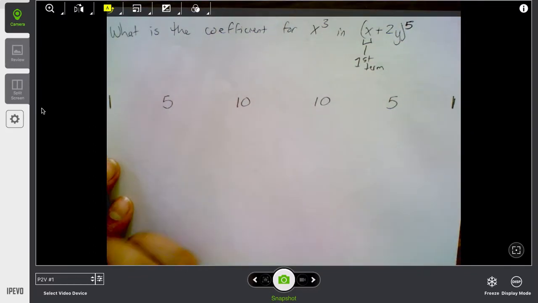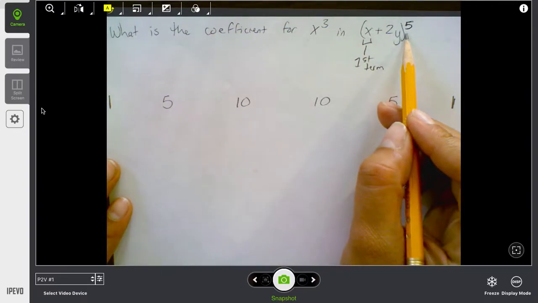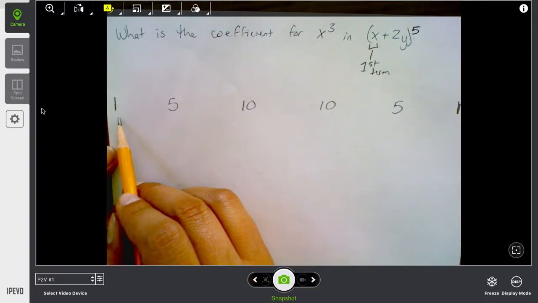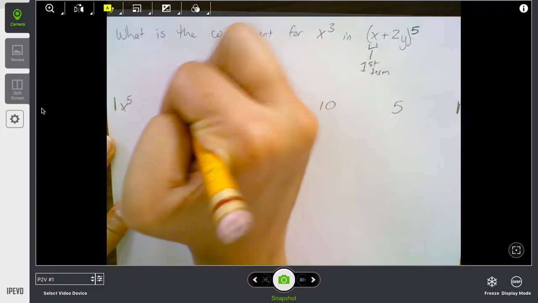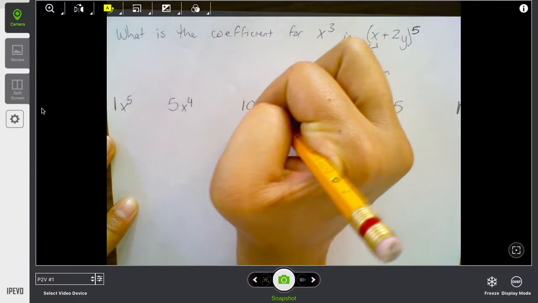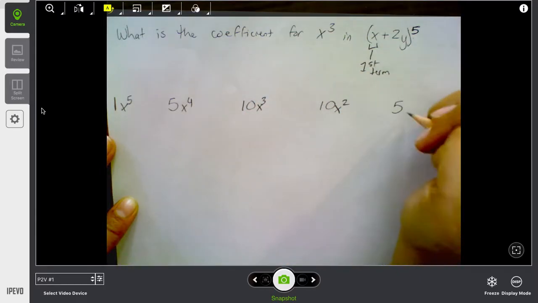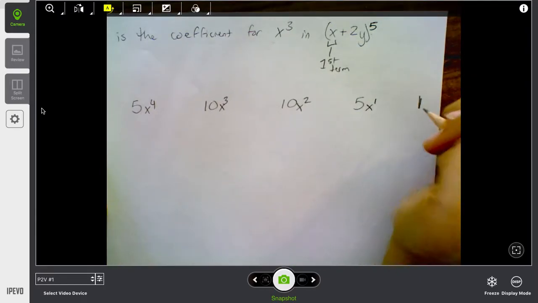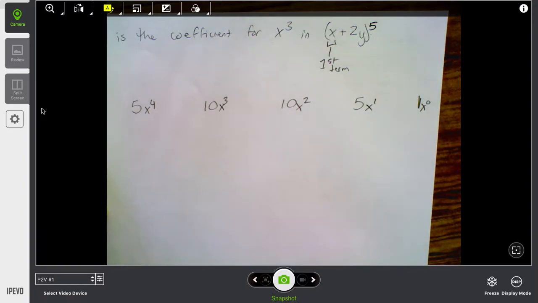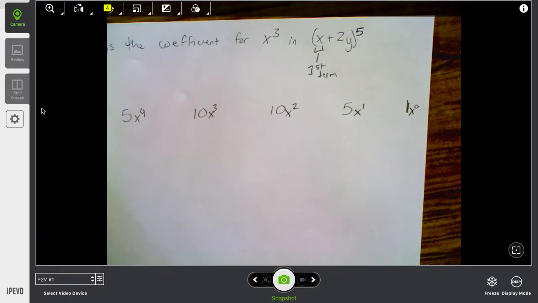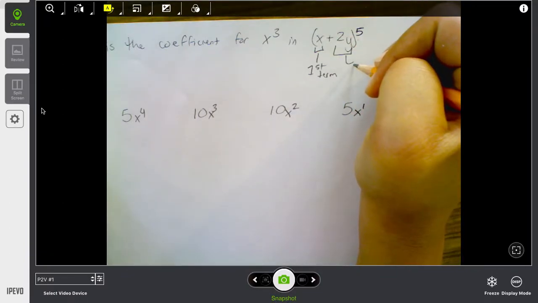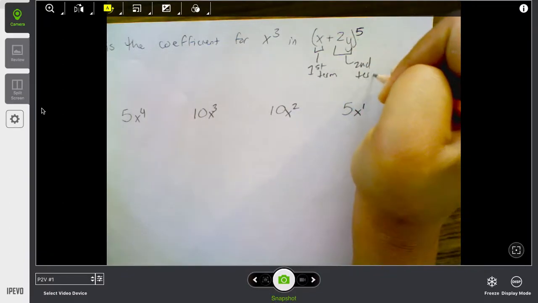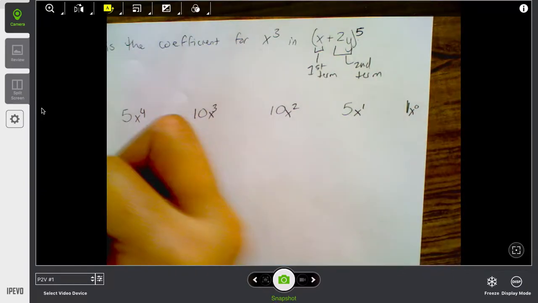So I'm going to plug it in starting with the highest exponent, to the 5th, and descend from left to right. So x to the 5th, x to the 4th, x to the 3rd, x to the 2nd power, x to the 1st power, and then x to the 0 power. And that's step 2. Step 3 is to plug in the second term, from the right to the left.